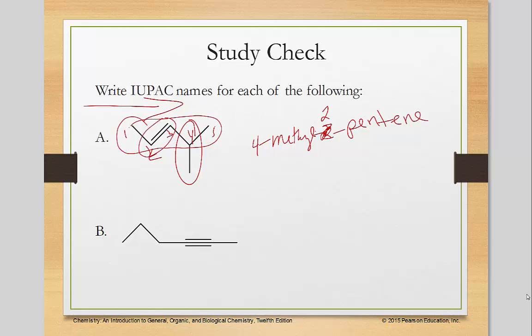Let's try this one. It's a triple bond in there. We're going to count from the right this time because we want to count on the side closest to the double or triple bond. 1, 2, 3, 4, 5, 6. 6 is hex. Because it's a triple bond, it's hexyne. The triple bond is on that second carbon. 2-hexyne, and there's no substituents here.